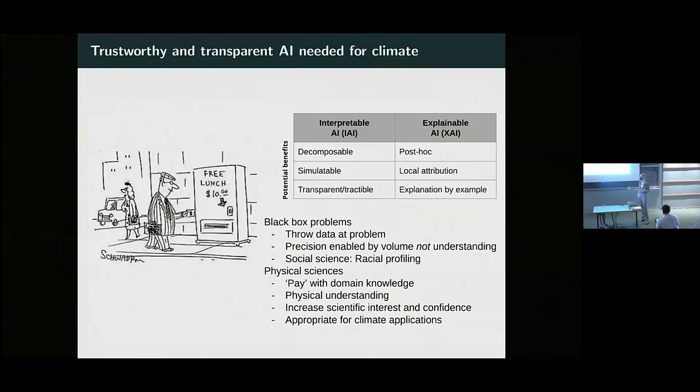For example, with racial profiling from the social sciences, it wasn't obvious initially that if you're white, the algorithm has had very different data to train on than if you're Black, for example. So in that sense, in the physical sciences, I say that we can pay for this precision using domain knowledge, and that really is important for using this in a climate context.